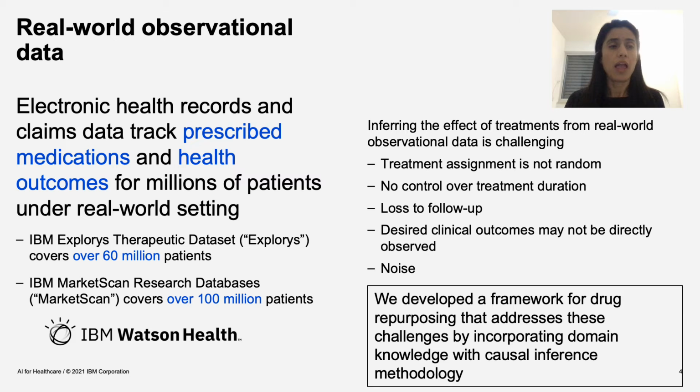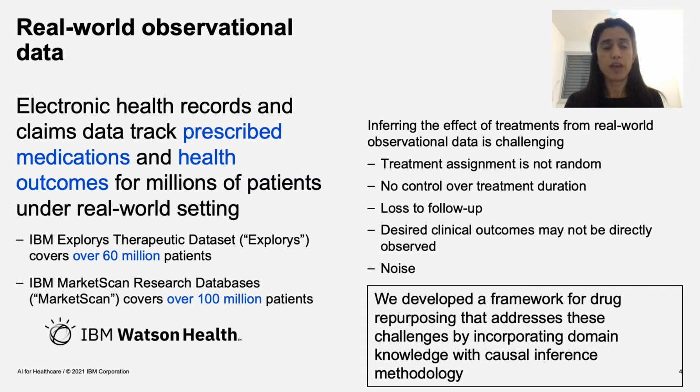On the other hand, we have abundant real-world observational data accumulated in electronic health records and claims data, and these track prescribed medication and health outcomes for millions of patients under real-world setting. So in IBM, we have two large datasets of this type. We have the Explorys dataset that covers over 60 million patients, and MarketScan that covers over 100 million patients.